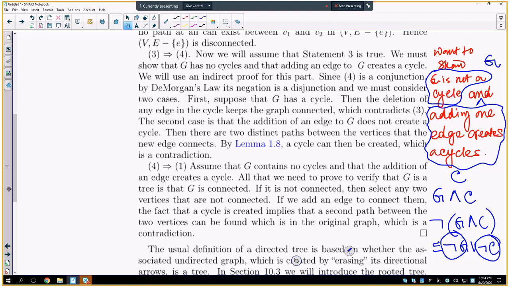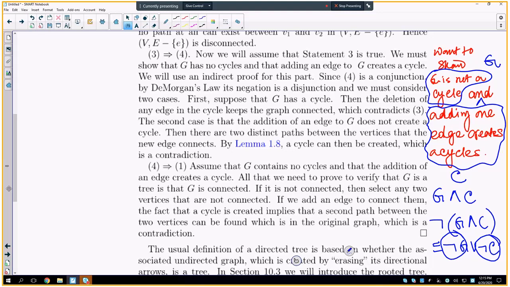Okay, so what is the next situation that we have? The second situation that we're going to talk about now is addition of any edge is not going to create a cycle. That's what we're assuming, negation C, that I can add an edge, but G still doesn't have a cycle. So the second case is that addition of an edge to G does not create a cycle. Then there are 2 distinct paths between the vertices that the new edge connects. So think about this situation a little bit more.